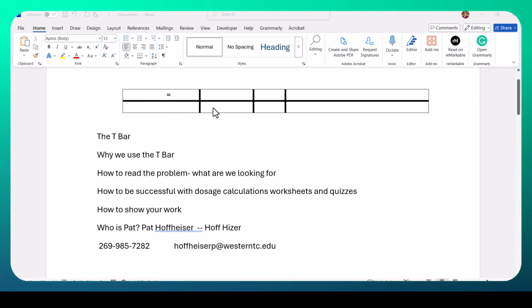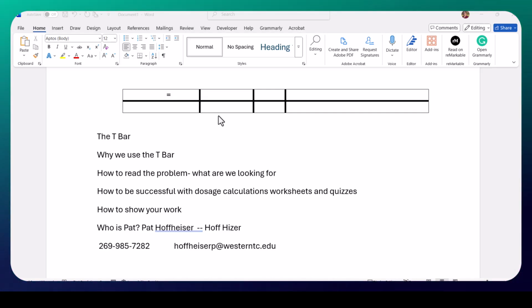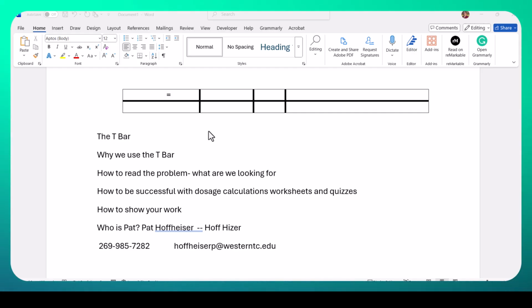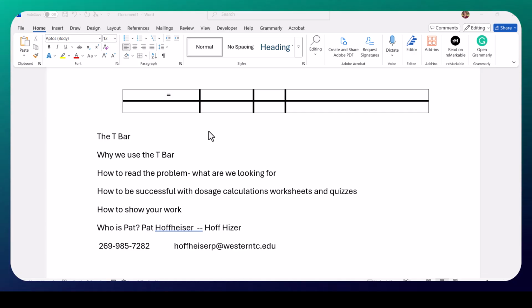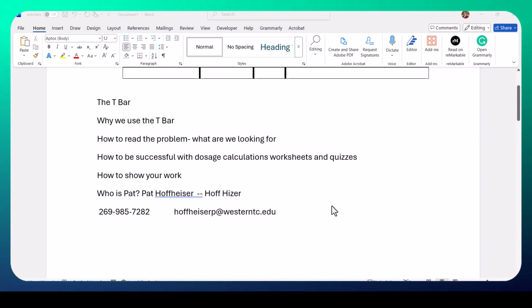So we use the T-bar because it enhances the safety factor when you're administering drugs. Instead of just scribbling something on a piece of paper, and you might get interrupted while you're doing that when you're at the med cart or whatever. This way, if you always use the T-bar, everything's laid out and it's systematic, and you can prove in a moment, if somebody were to question you about your calculation, you can say, yes, because I always do it this way. And that's what they're looking for, is to know that you're consistent in what you do.